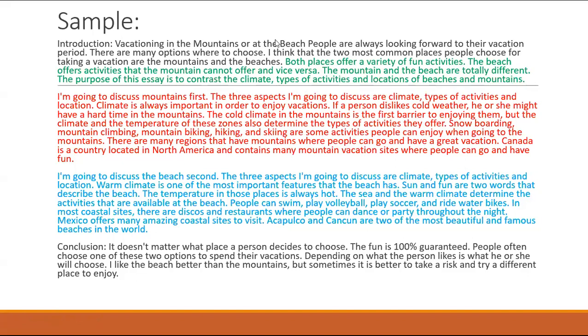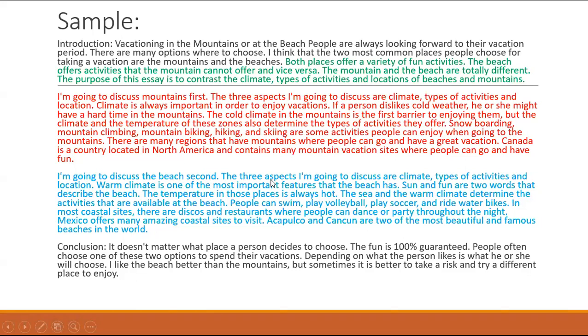I'm going to discuss mountains first, the three aspects I'm going to discuss are climate, types of activities, and location. Climate is very important in order to enjoy vacations. If a person dislikes cold weather, he or she might have a hard time in the mountains. See here, they are discussing mountains first, then they are discussing the beach in the second place. I'm going to discuss the beach second, okay?